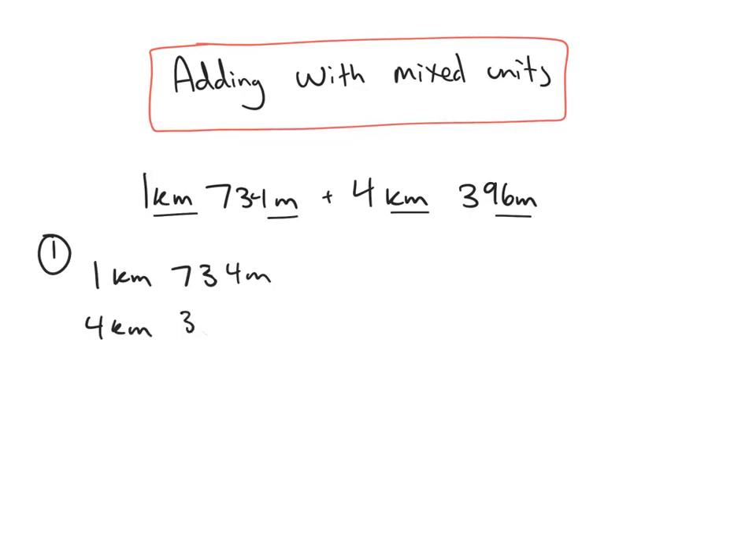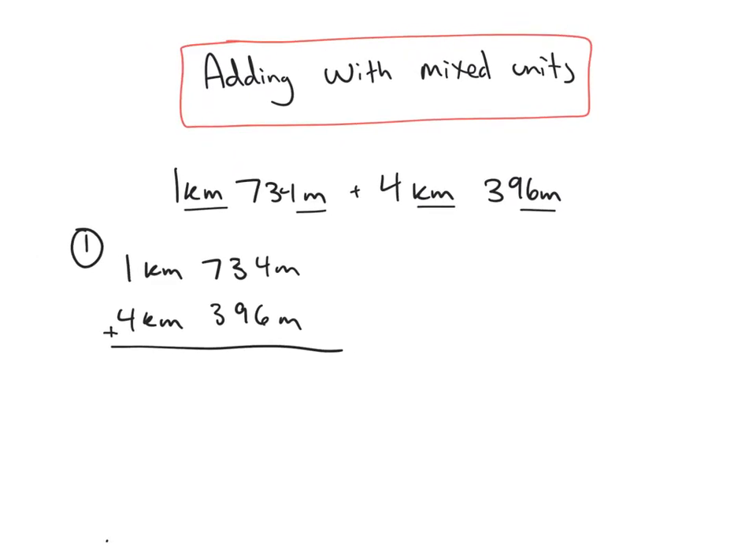Oops, 96. And I'm setting it up kind of like a standard algorithm where I'm going to be adding these together. So I'm going to start by adding my meters together, just using a standard algorithm method here. So I have 734 plus 396.